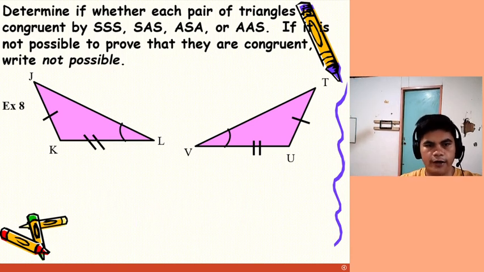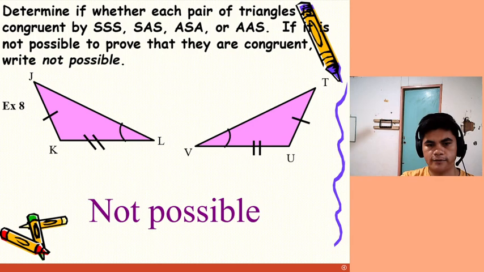Next, determine whether the pair is congruent. Look at the two triangles. JK is congruent with TU. KL is congruent with UV. But here, we have side, side, angle. Angle L is congruent with angle V. But again, there is no SSA postulate. So we cannot say that they are congruent. So this is not possible.